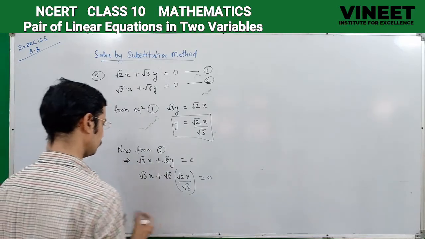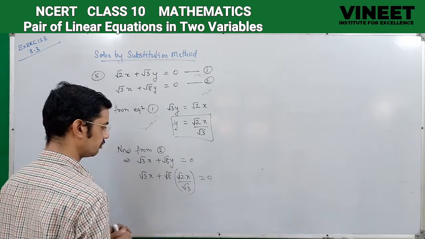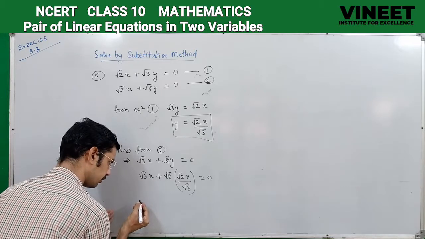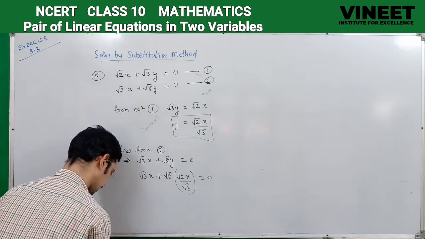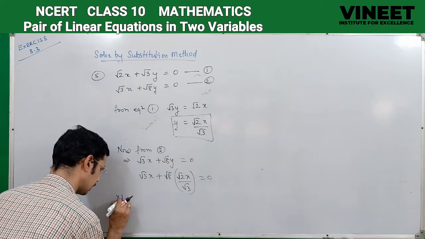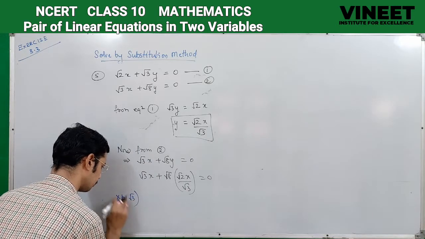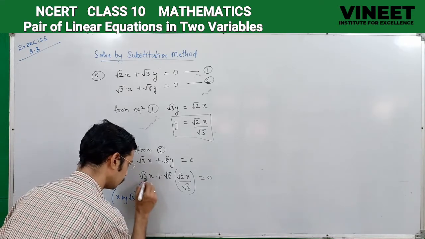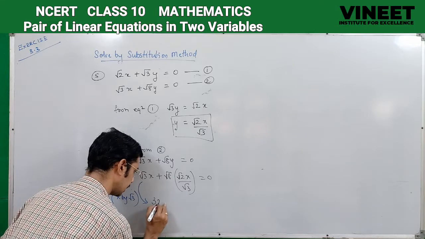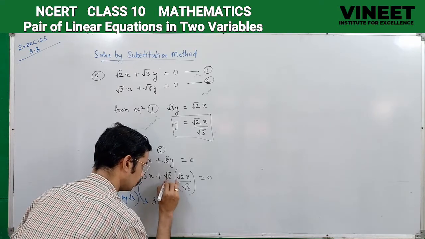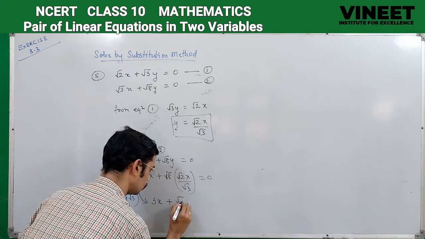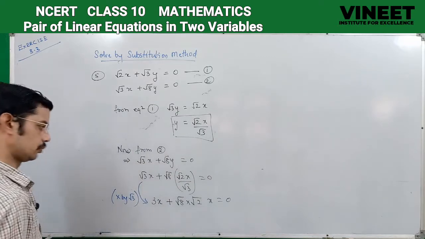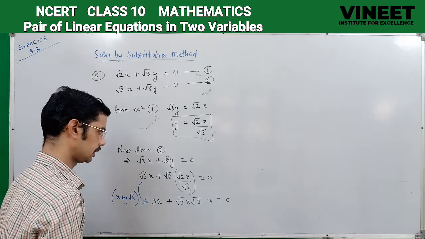Okay. So now let us multiply the whole equation by root 3 to get rid of the denominator root 3. When I multiply by root 3, what I get is root 3 into root 3 will become 3x plus root 8 into root 2 into x, and that is equal to 0.